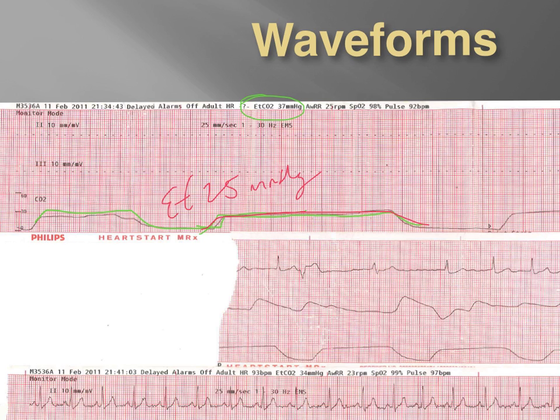We're looking at regularity to see if the respiratory rate is regular. If it's regular, what is the rate? Is it in the adequate parameters, so 8 to 12 per minute? And what about the size of the waveform, the shape of the waveform? We can see here that this one, the waveform is actually relatively normal.